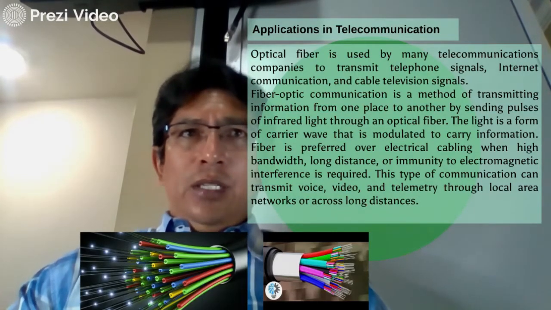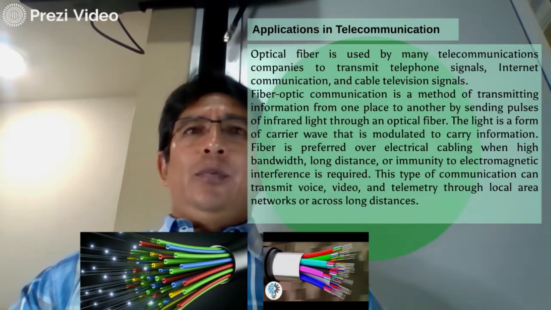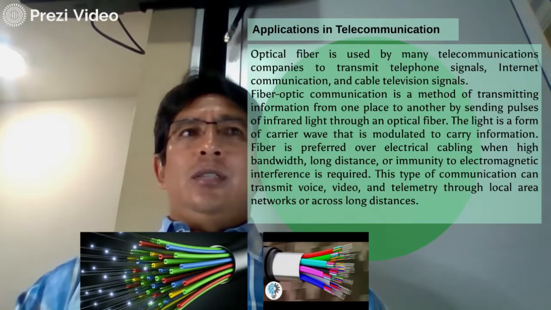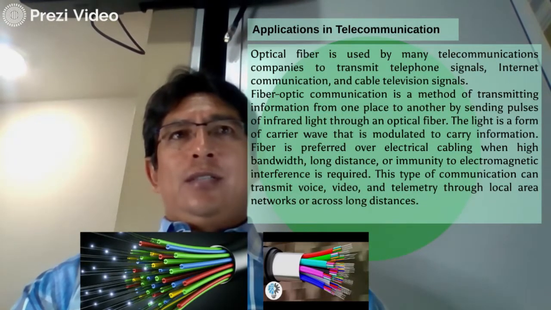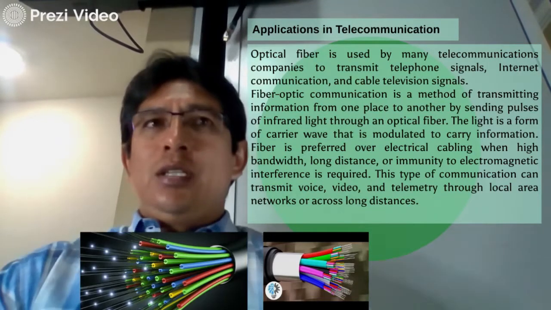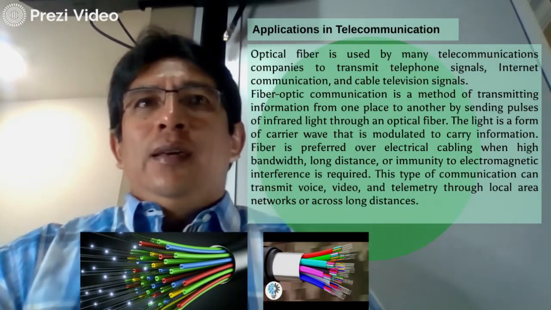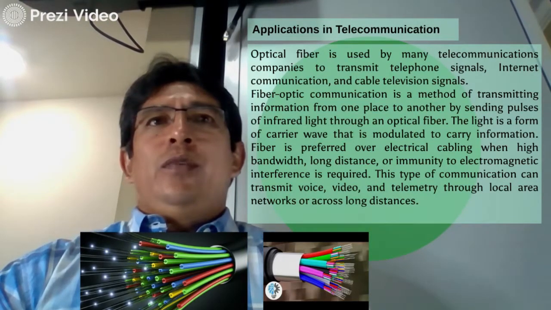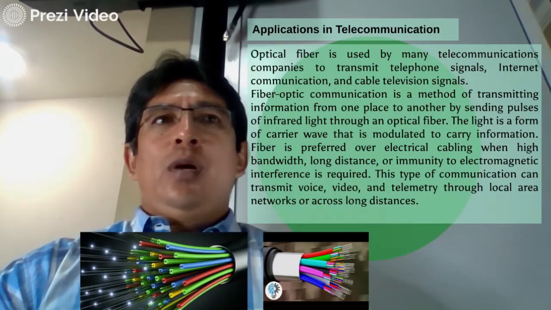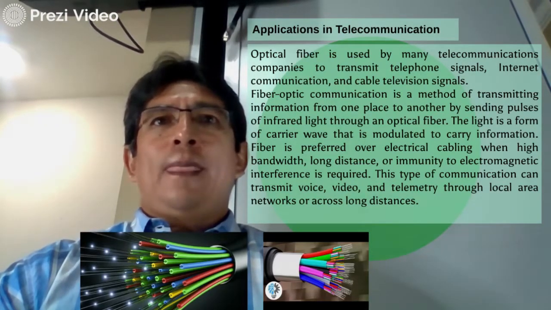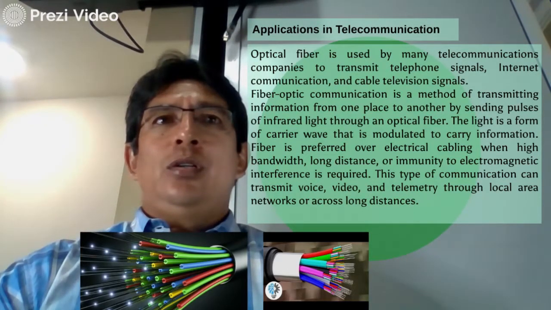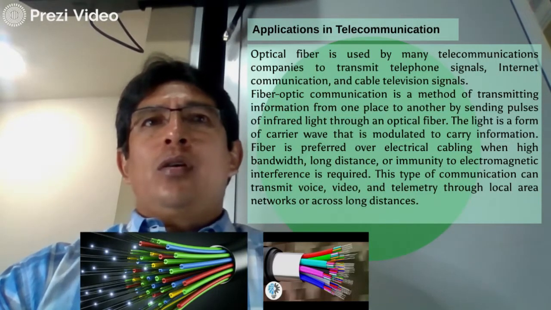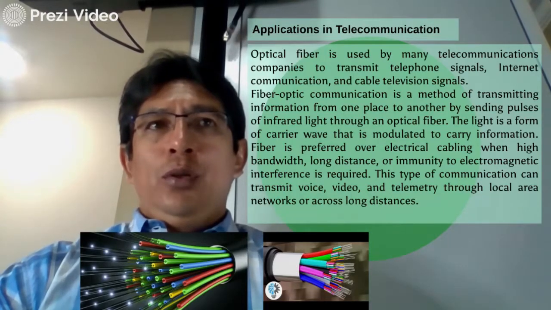Optical fiber is used by many telecommunication companies to transmit telephone signals, internet communication, and cable television signals. Fiber optic communication is a method of transmitting information from one place to another by sending pulses of infrared light through an optical fiber. The light is a carrier wave that is modulated to carry information.